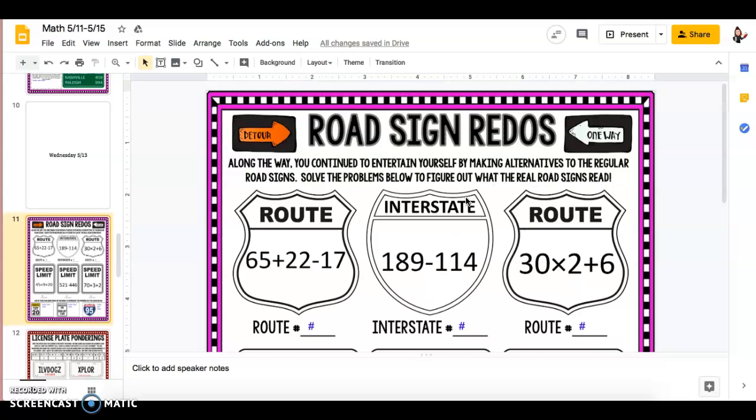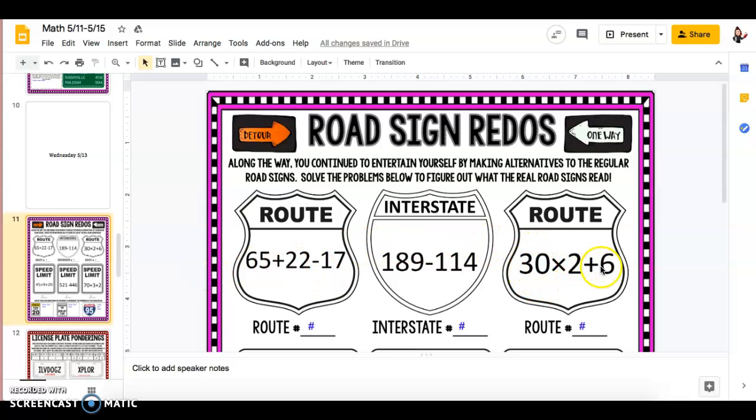So here are some road trip signs. Along the way, you continue to entertain yourself by making alternatives to the regular road signs. So solve the problems below to figure out what the real road signs read. You're going to need to think of your order of operations. So which comes first, adding or subtracting? If they're in a row, where would the parentheses go?